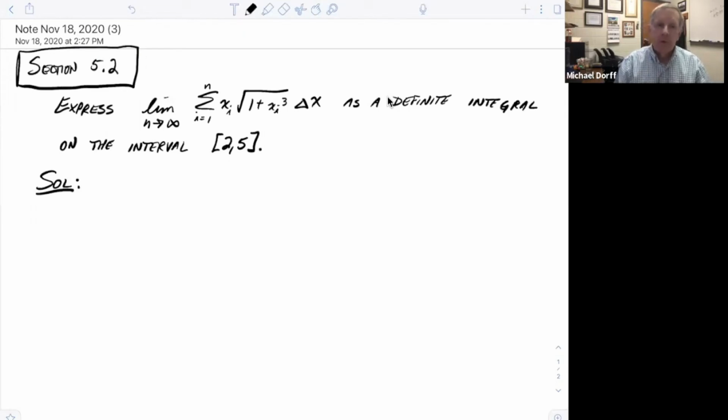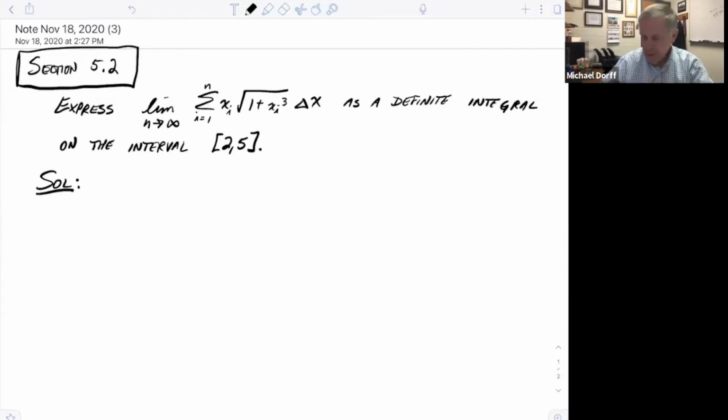Now we're going to look at a homework problem from section 5.2. This problem deals with the definition of the integral, so it's connecting the idea of the limit of a summation with the idea of an integral. In this problem, we're given this limit of the sum, i equals 1 to n, of x sub i square root of 1 plus x sub i cubed times delta x.